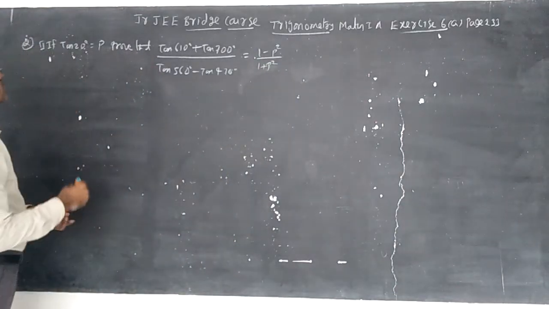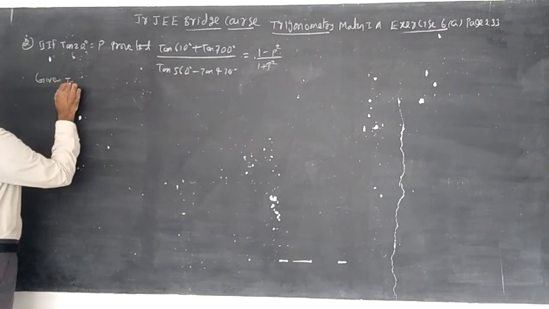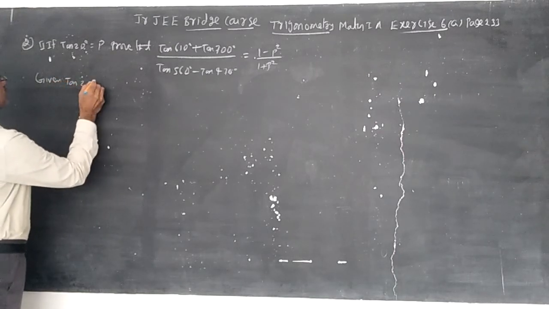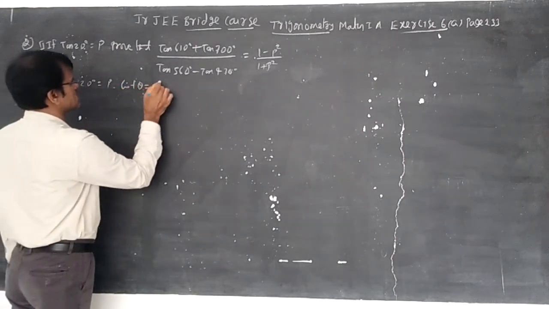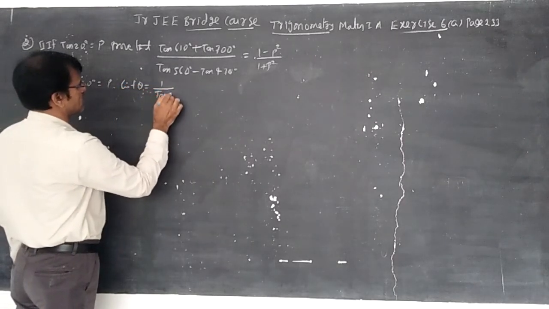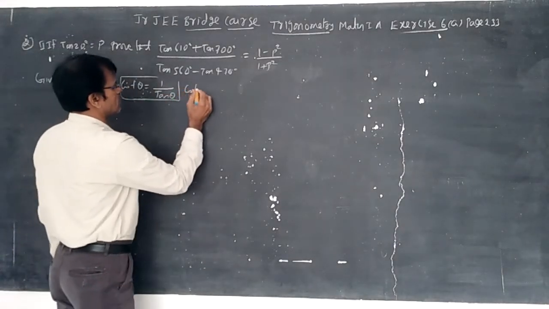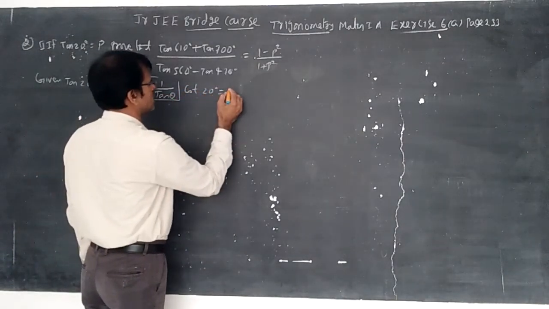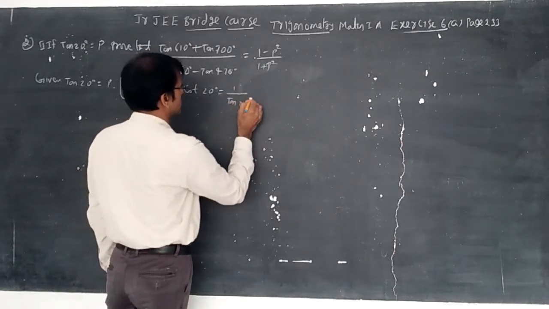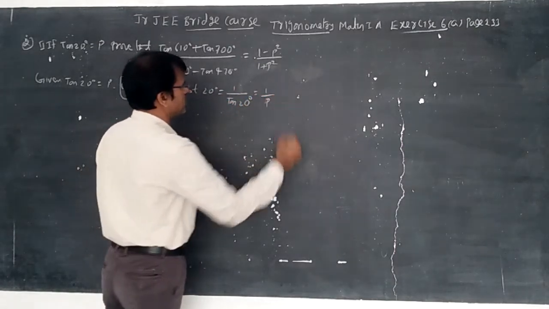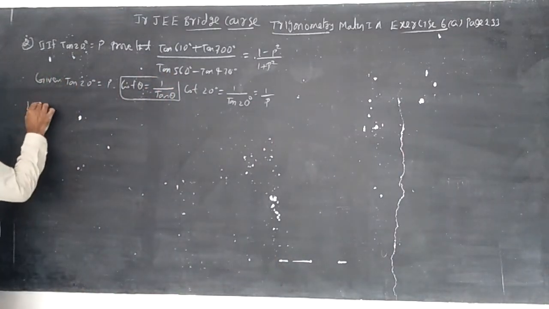Now, given tan 20 is equal to p, cot theta is equal to 1 by tan theta. Using the formula, you can write instead of cot 20, it is 1 by tan 20, that is equal to 1 by p. Now, take LHS.